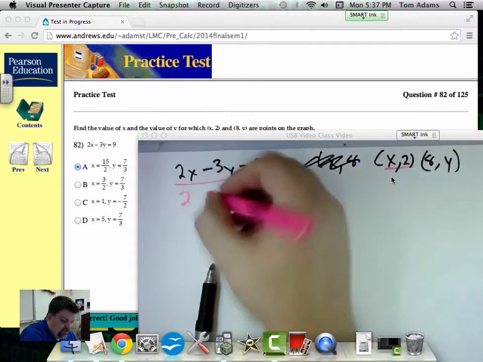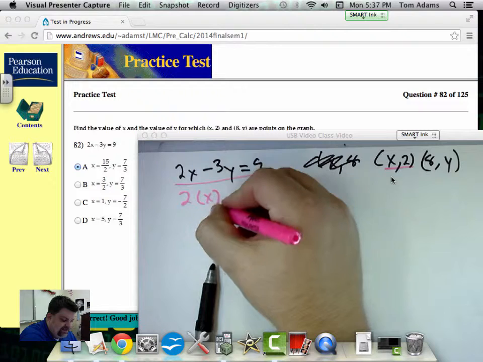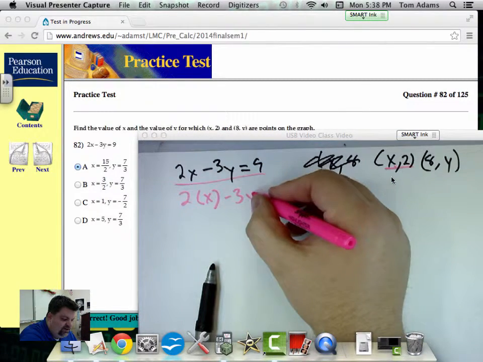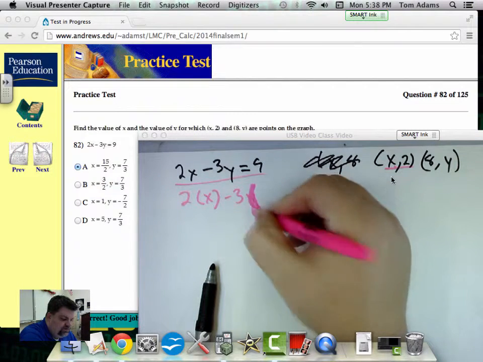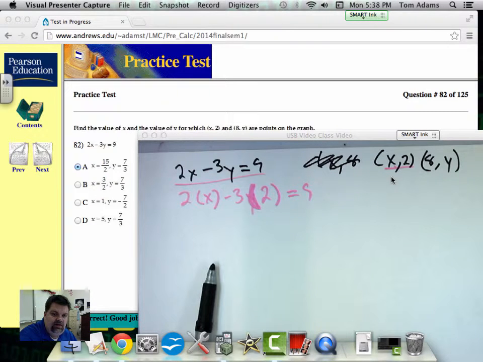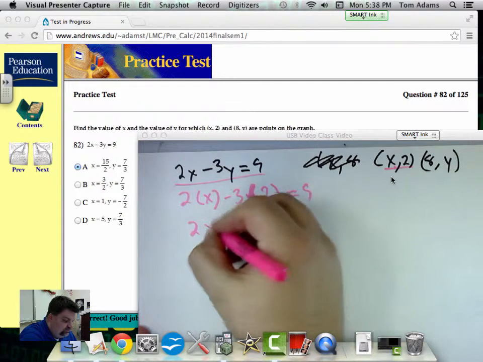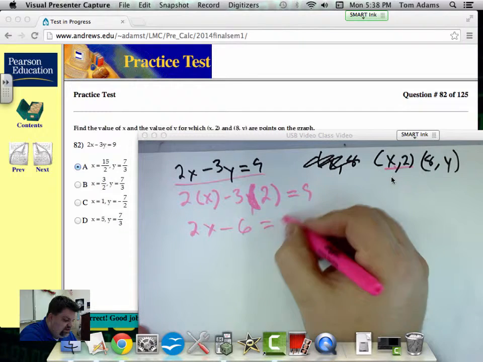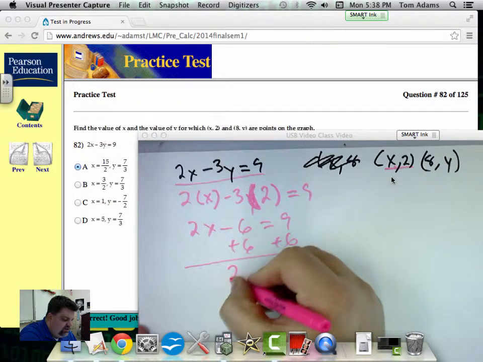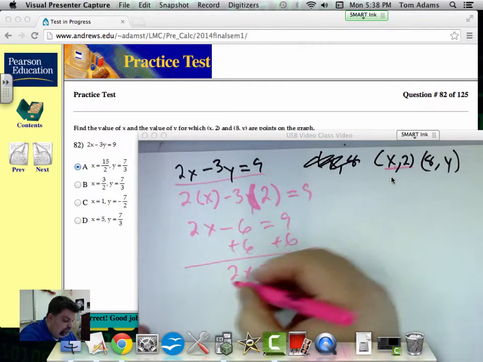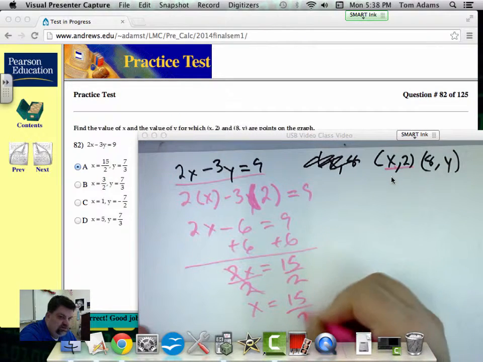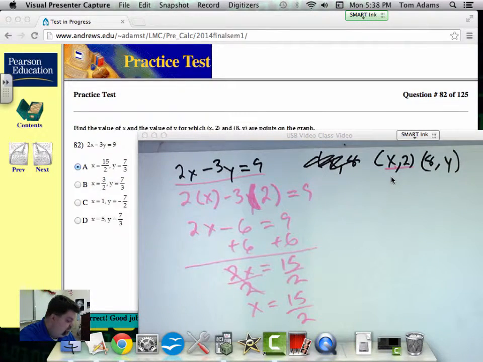So if I were to do that, I'd say 2 times x, but x is x, right? Minus 3y, but y is really 2, right? Equals 9. Okay? So then I get 2x minus 6 equals 9. I'm going to add 6 to both sides, and I get 2x is equal to 15. Divide both sides by 2, and I get x is equal to 15 over 2. Well, that's one of my options.